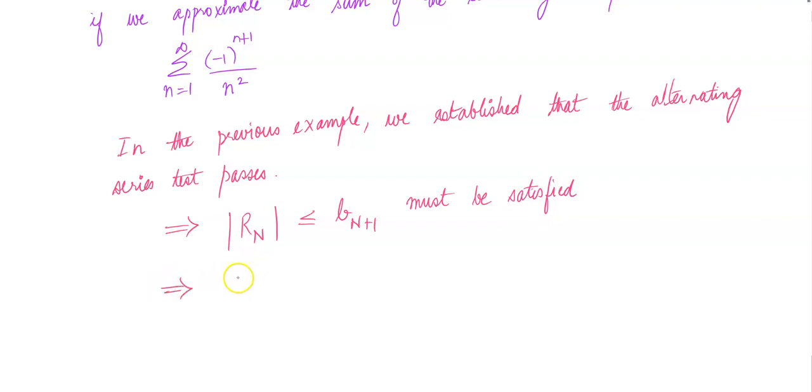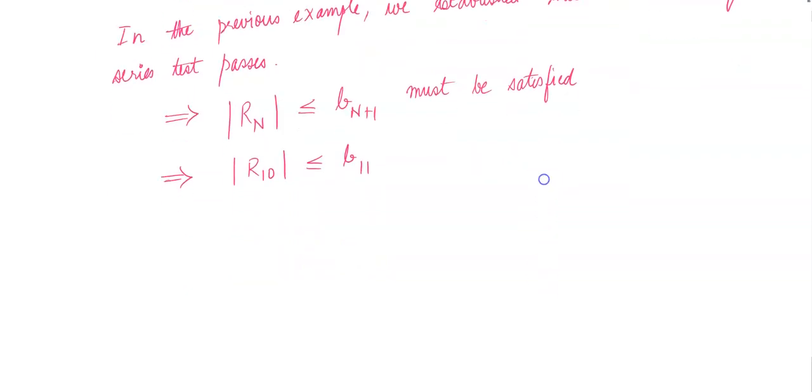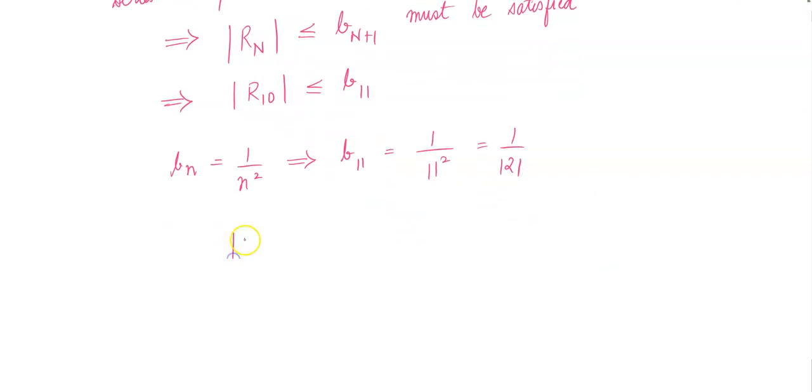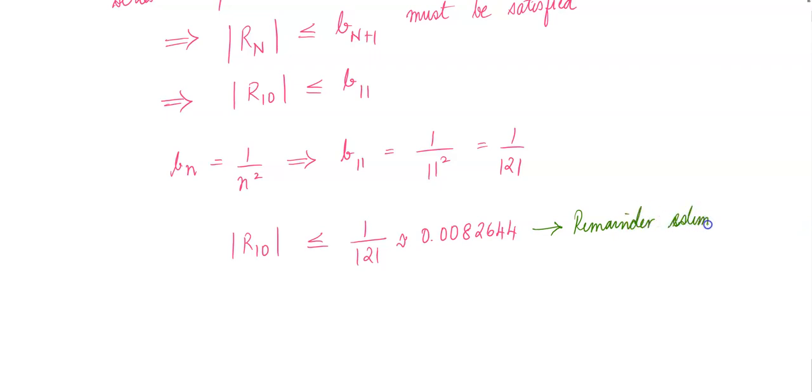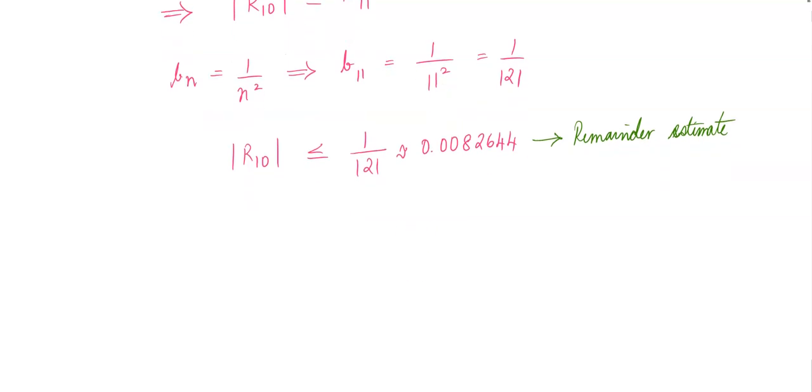And in this case, our N is given to be 10. So the absolute value of R10 should be less than or equal to b11, because 10 plus 1 is 11. Now let's investigate bn. bn would be 1 over n squared, right? So if we were to find b11, I have to put 1 over 11 squared, which is 1 over 121. And the absolute value of R10 should be less than or equal to this b11 value, 1 over 121, which is approximately 0.0082644. You can go on, but we stop there. And so this is the remainder estimate for a bound on the error R10. The remainder must be less than or equal to this value.